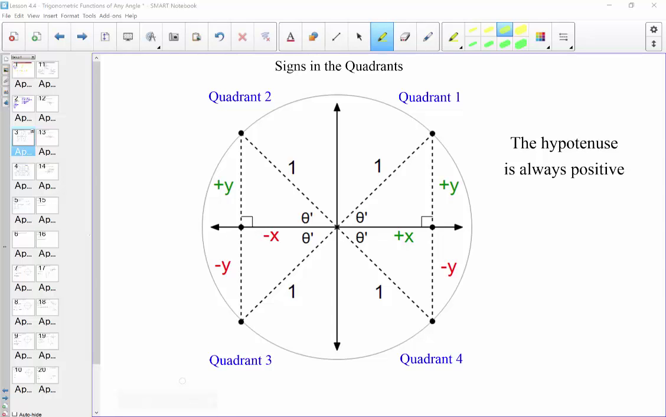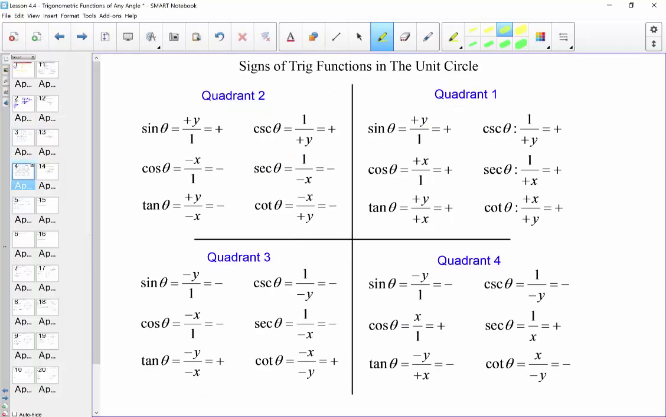In a previous lesson, we learned about the signs and the quadrants of the unit circle and the signs of trig functions in the unit circle. You may wish to pause the video at this point and refamiliarize yourself with the concepts in these two slides before moving on.